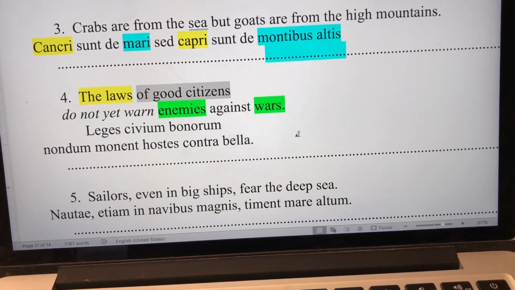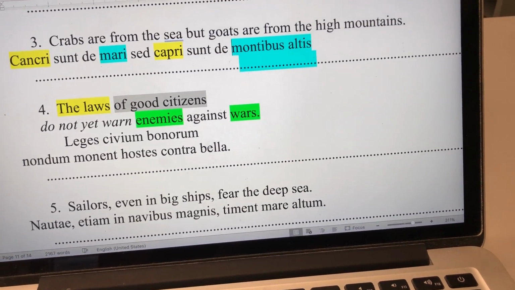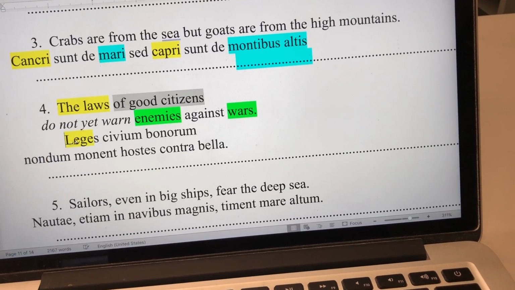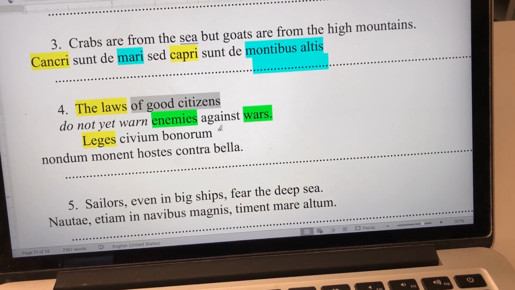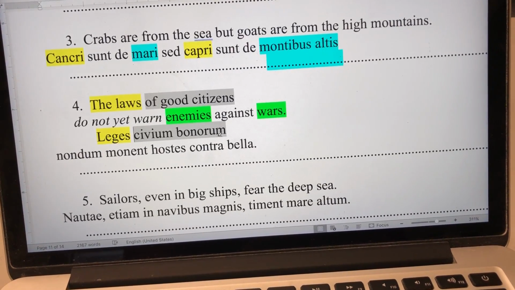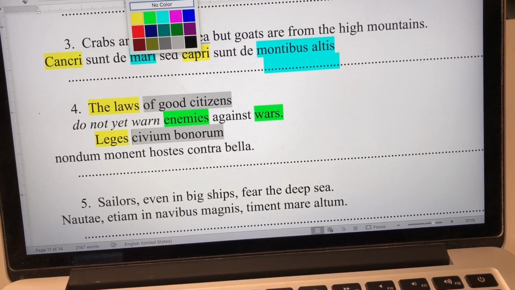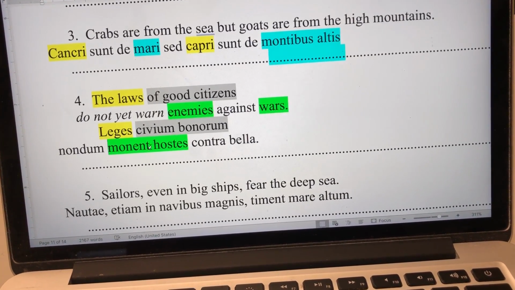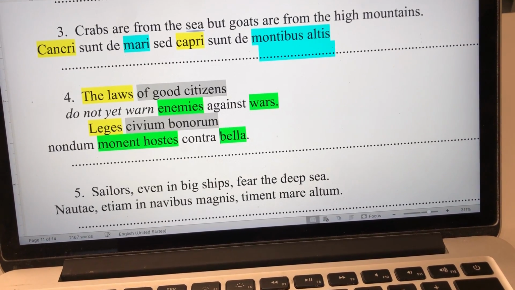And the next one, the laws of good citizens do not yet warn enemies against wars. And so we know that the laws are the subject, because they do not warn. And so there you get the leges. And then the of the good citizens, we know that of is the genitive. So here's civium bonorum. Not yet is our adverb nondum. We have they warn. They don't yet warn. The hostes are our accusative. They're the object that we're not warning. And then the other accusative is bella, going after contra.